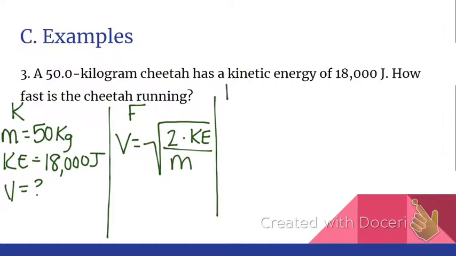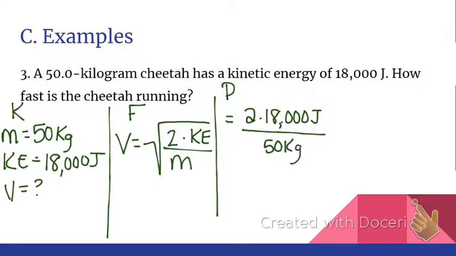So then we're going to work on the plug-in step. So this is going to be 2 times 18,000 joules divided by our mass of 50 kilograms. And now I'm going to go ahead and add in that we have to take the square root of it. So you need to start simplifying it out. Before we can do the square root, we need to simplify what's inside. So you're going to take 2 times 18,000, simplify that numerator part, and so that gives us an answer of 36,000. I don't need to do anything to the bottom, so it stays 50.